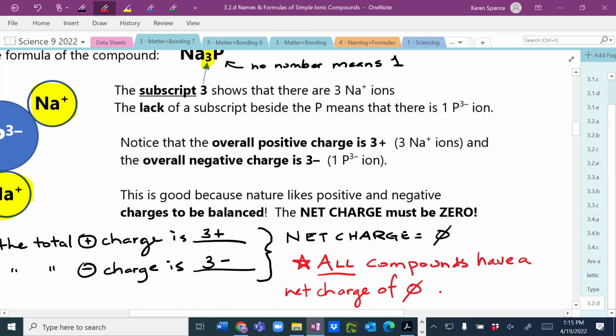Because what will happen is if there's another ion, if it's not neutral, it will go zooming around the universe until it finds, well, not really zooming around the universe, but it will grab anything with a positive charge if it happens to be negative, or vice versa, until it's all neutral.